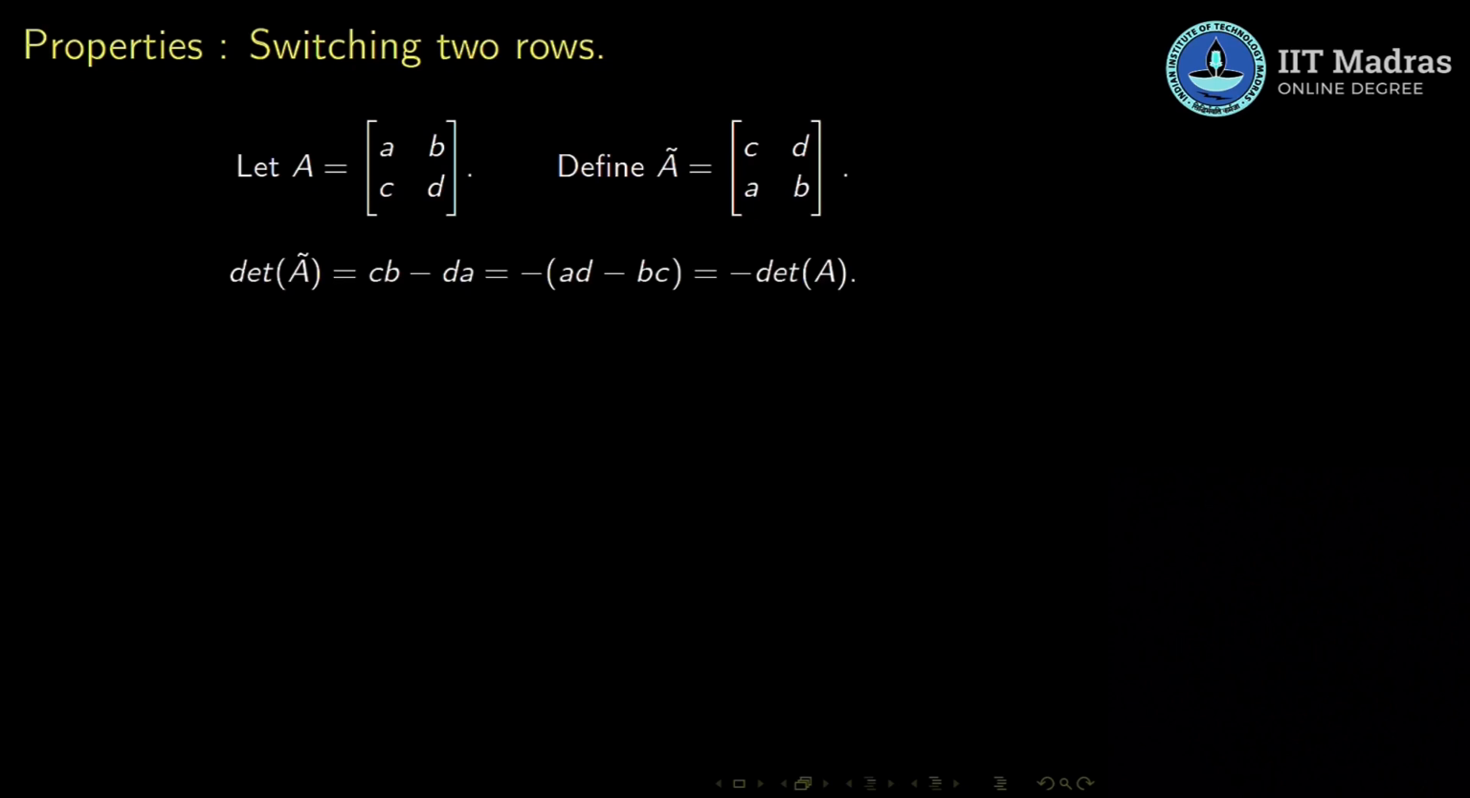Let us compute determinant of A tilde. So, determinant of A tilde is C times B minus D times A, which we can rewrite as minus of A D minus B C, which is exactly determinant of A. So, this is minus determinant of A. So, what happened when we switched two rows? We saw that the determinant of the new matrix was the same as the determinant of A, except that it picked up an extra minus sign. So, it is minus of determinant of A. What happens when we switch two columns? So, let us do that same computation with switching two columns.